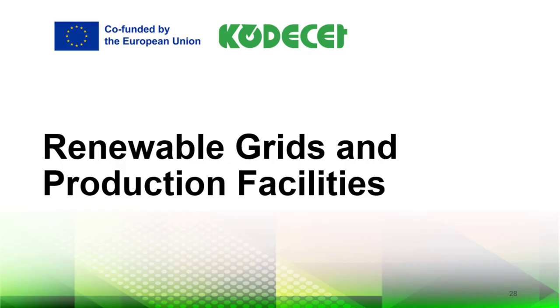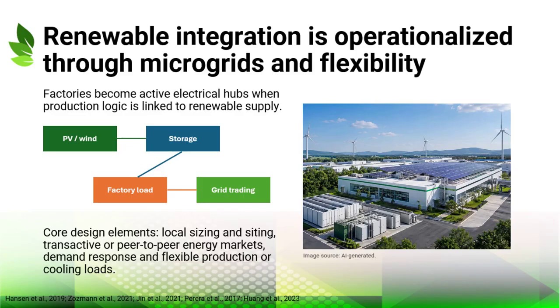Renewable grids and production facilities. Factories become active energy hubs when they combine on-site generation, storage, demand response, grid trading, and flexible production scheduling. Renewable integration is operationalized through microgrids and flexibility. The chapter describes factories, warehouses, and logistics parks that combine solar photovoltaics, wind, batteries, and grid connections. These systems can buy and sell electricity hourly, use time-of-use prices, and sometimes benefit from feed-in tariffs.